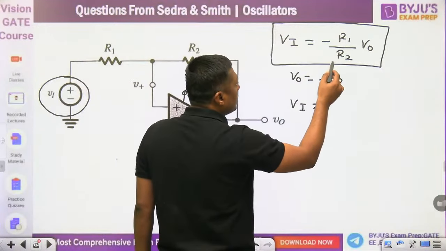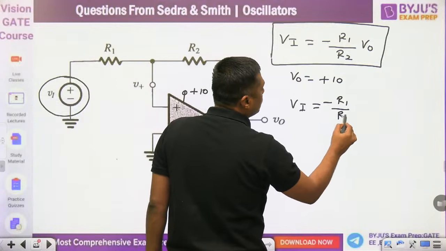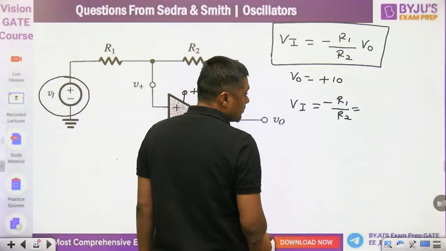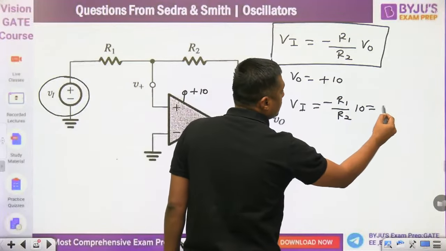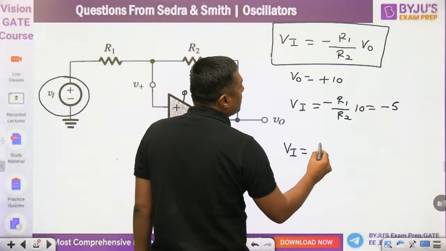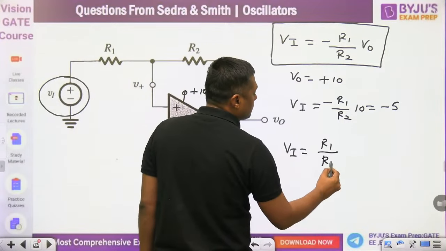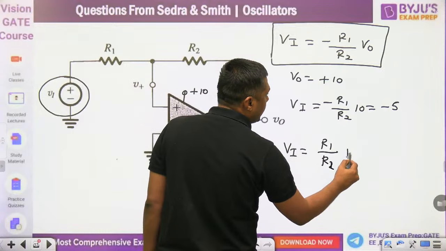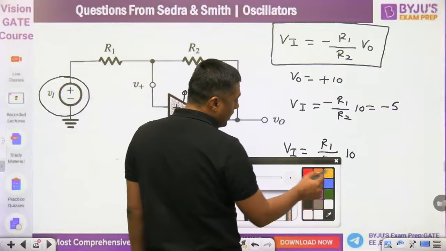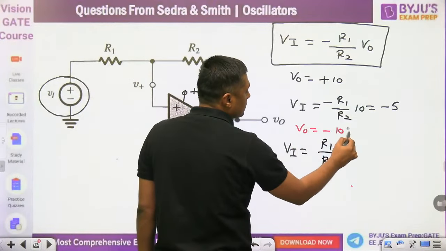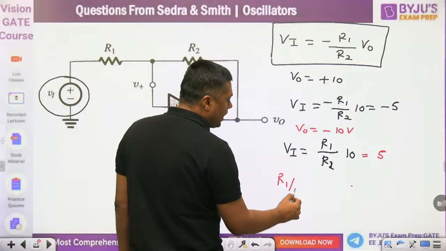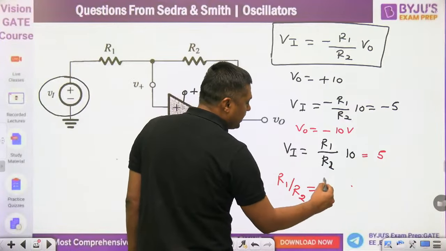So, you have to design. Minus R1 by R2 into 10 is equal to minus 5, that is the lower threshold level. Similarly, what is the upper threshold level? R1 upon R2 into 10. When I put V0 equal to plus 10, you will get the minus answer, and when we put V0 equal to minus 10, you will get the plus answer. Equate it to 5. Now, simply from these two, we get R1 by R2 is equal to what? Ratio 5 by 10, that is 1 by 2.